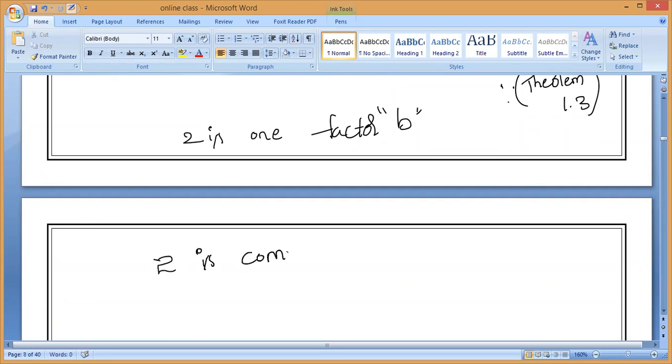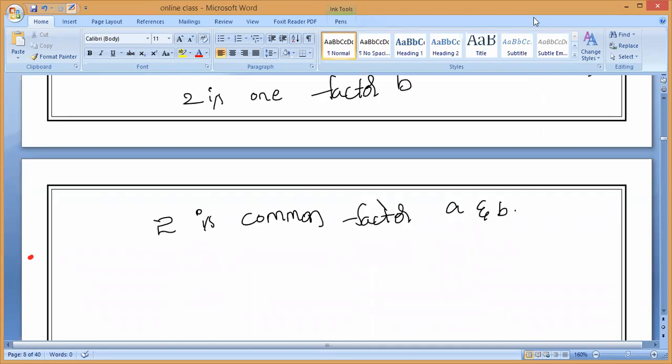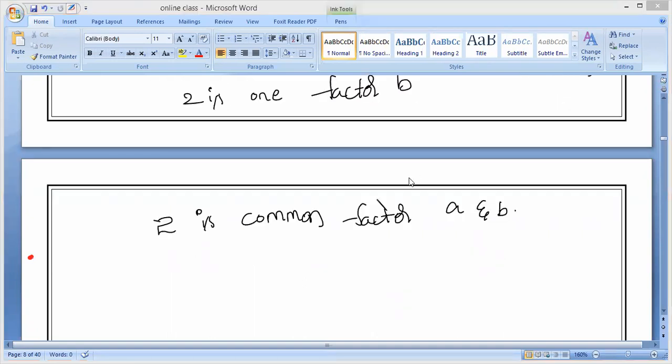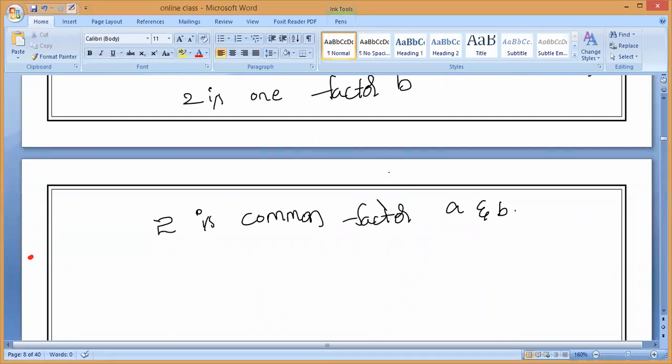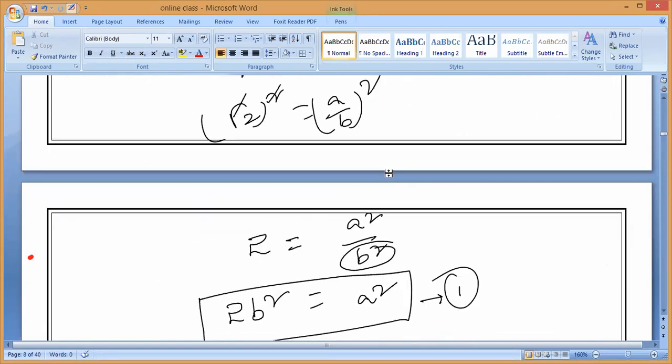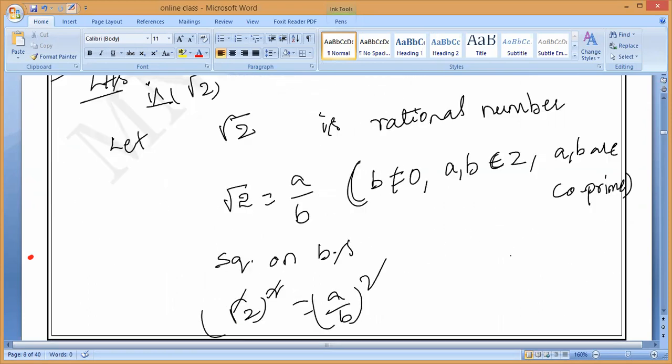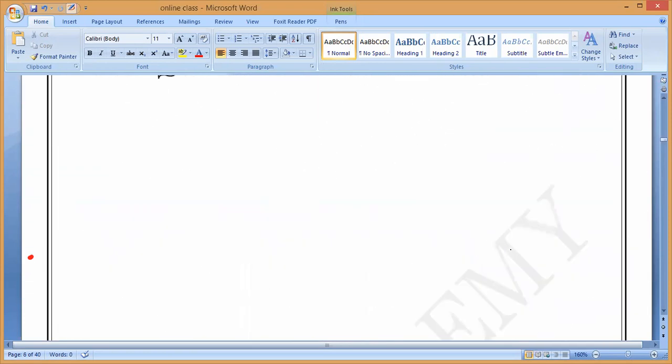So our assumption is wrong. What is our assumption? Our assumption is that root 2 is rational. But 2 being a common factor of A and B contradicts that A and B are co-prime. So root 2 is irrational.